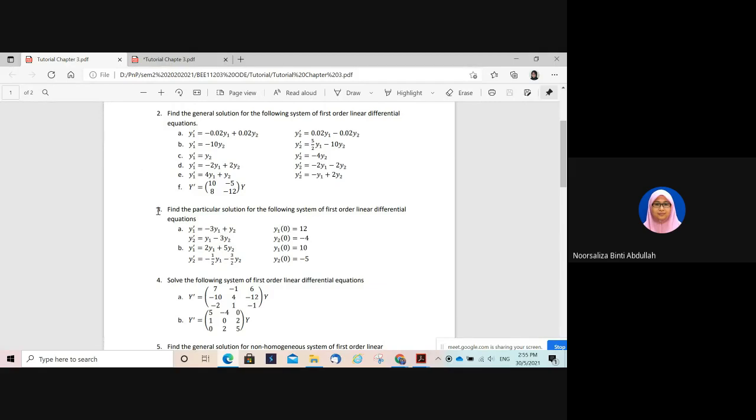Okay, kita try yang 3A pula. So 3A is still homogeneous, but they have an initial condition here.